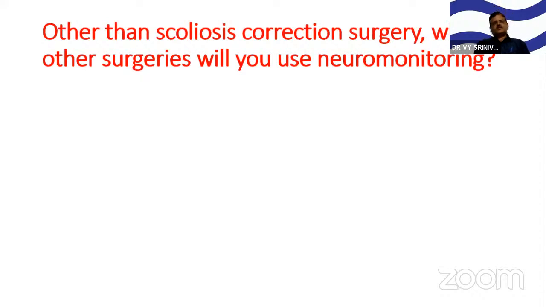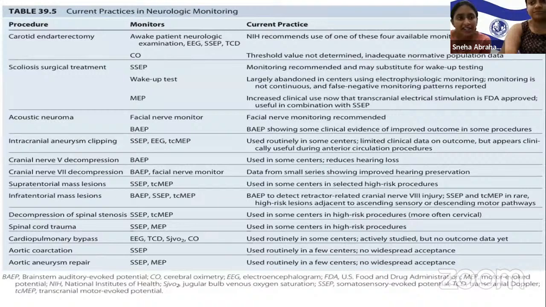Other than scoliosis correction surgery, which other surgeries will you use neuromonitoring? So we can use neuromonitoring for carotid endarterectomies, where we do electroencephalography, somatosensory evoked potential, transcranial Doppler, and cerebral oximetry to look for adequacy of cerebral blood flow and oxygenation. In surgeries for acoustic neuroma, we monitor the facial nerve and brainstem auditory evoked potential to look for the integrity of the facial nerve. In surgeries for intracranial aneurysm clipping, we monitor somatosensory evoked potential, electroencephalogram, and transcranial motor evoked potential.